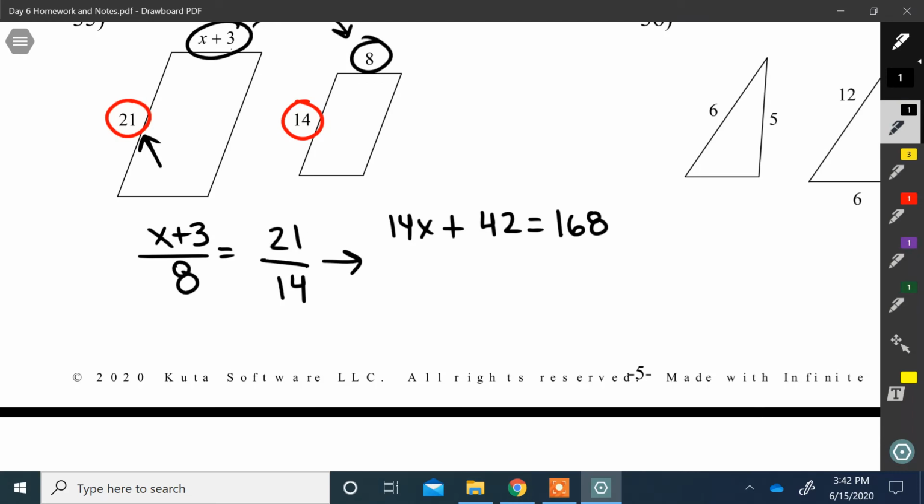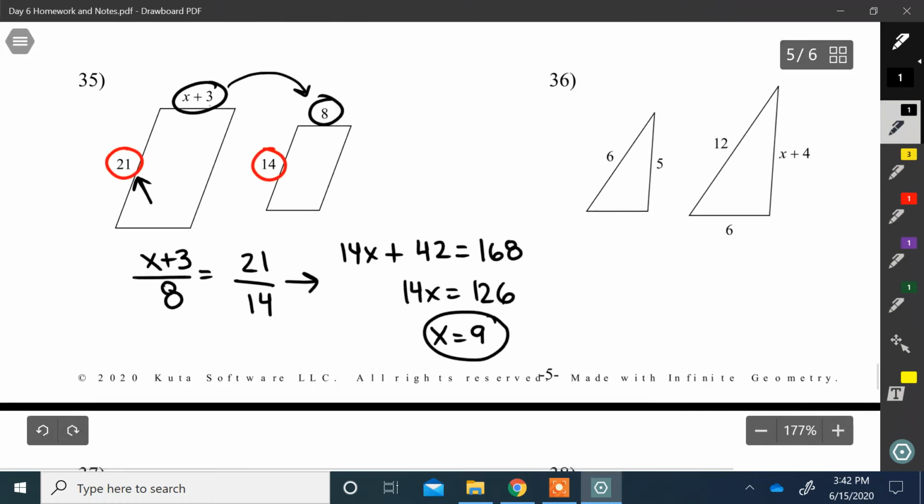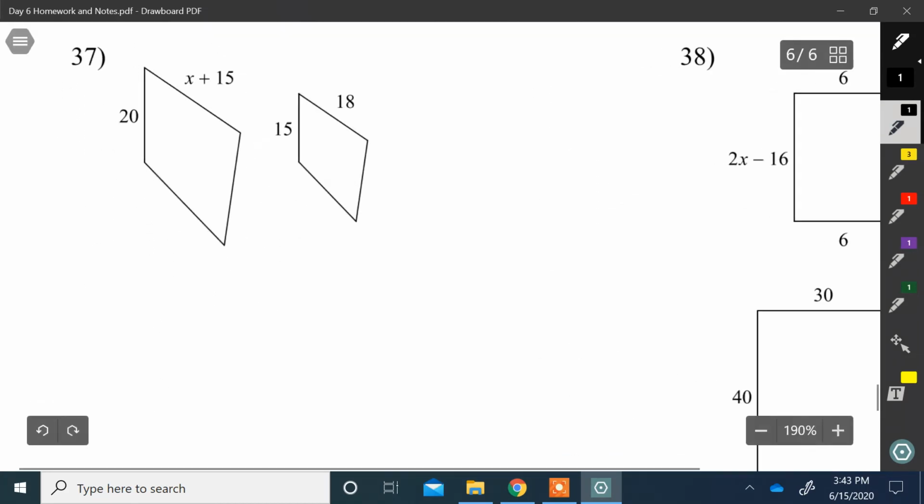Okay, subtract 42 on both sides. You get 126, and then divide by 14 on both sides. You get x is equal to 9 for that one there. So 35, let me check. Yes, it is 9. Simple problems. Those are easy, guys. You should be getting those very easily.